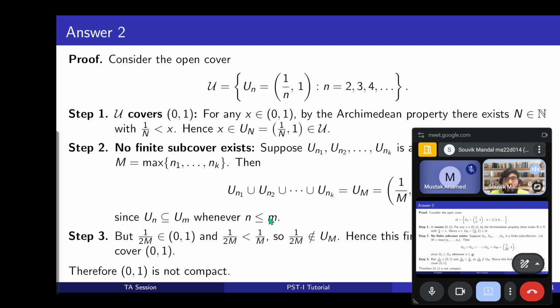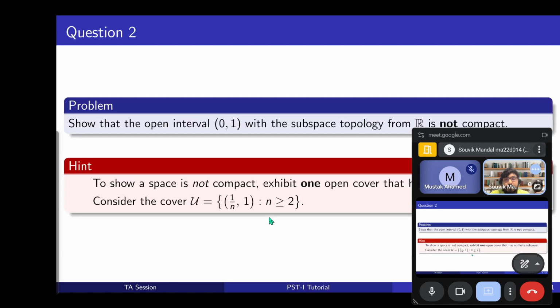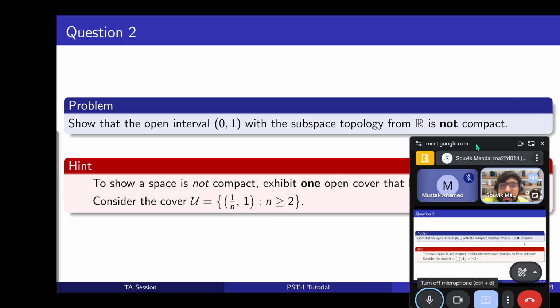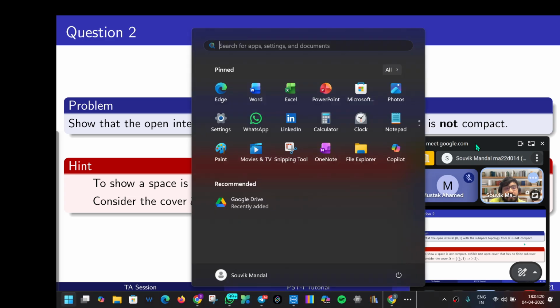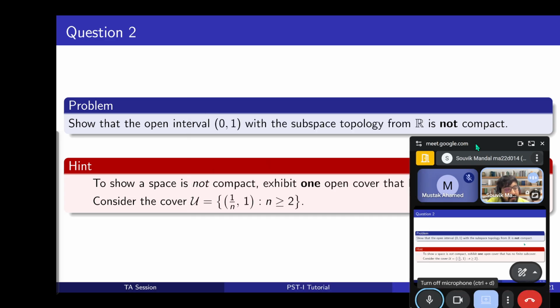This question asks us to show that the open interval (0, 1) with this topology is not compact. That means you need to exhibit an open cover which does not have any finite subcover. Please think about it and find out. The hint has been given. Please try by yourself and figure out which finite subcover shall not work.